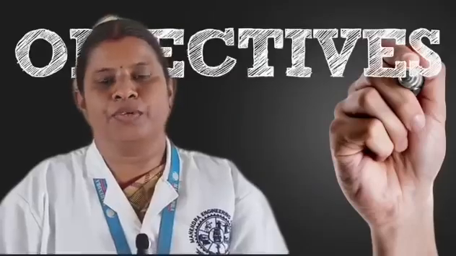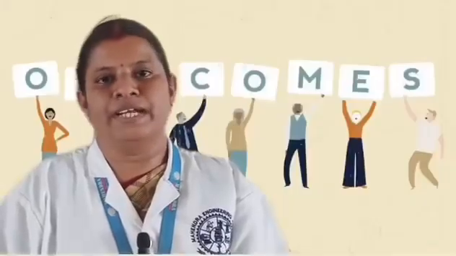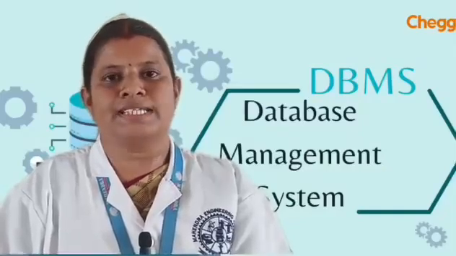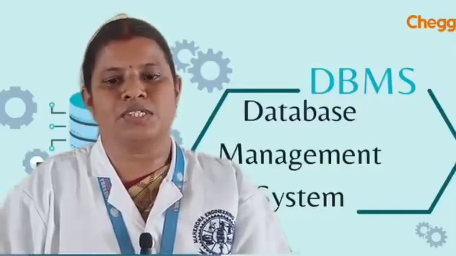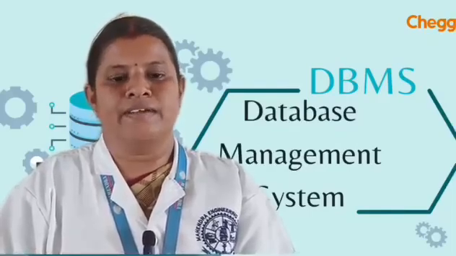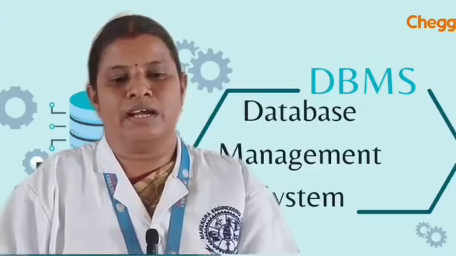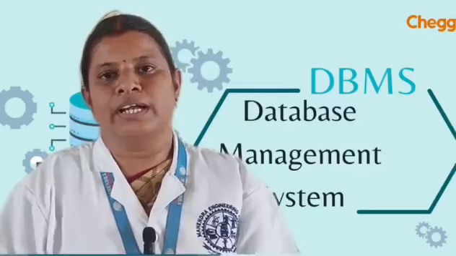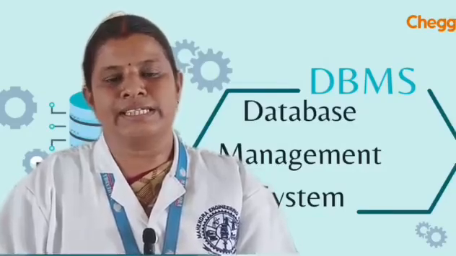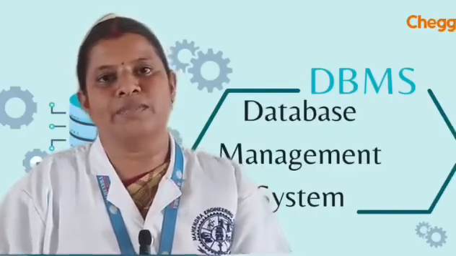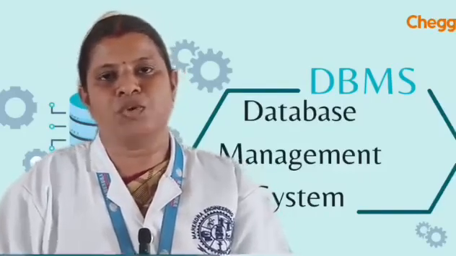First we are going to see about the objectives and outcomes of the database management system. The main objective of the database management system is to understand the fundamental concepts of the database system, database architecture and data models. Next is to design the relational database using the entity relationship model. Develop the SQL queries using DDL and DML commands. Next is to apply the transaction management, concurrency controls and database recovery techniques. Next is to explore the advanced database techniques.